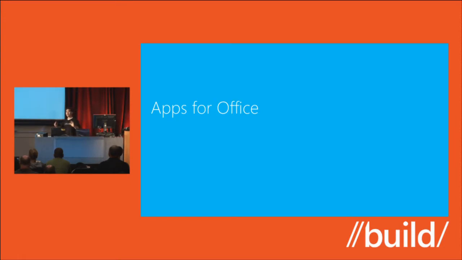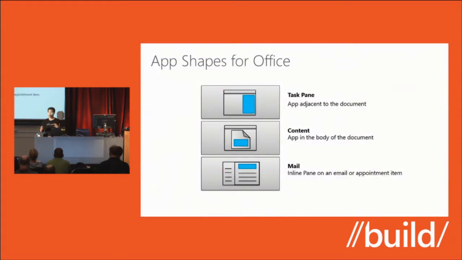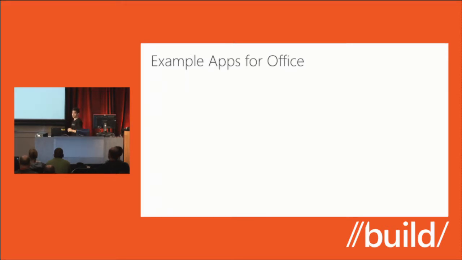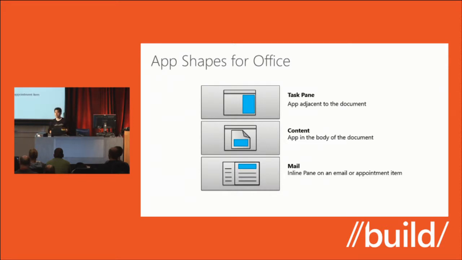OK, with that quick introduction, we'll go into apps for Office and talk a little bit about the scenarios. Then we'll talk about the anatomy of an app for Office, which will tee up going through and building one right here. So there are different app shapes for Office. One is a task pane app.